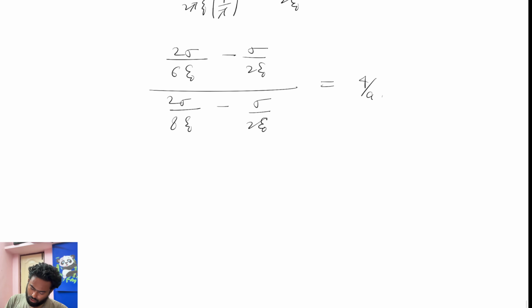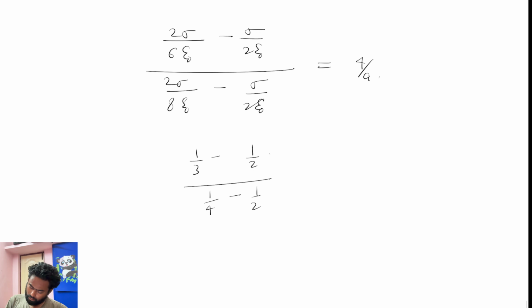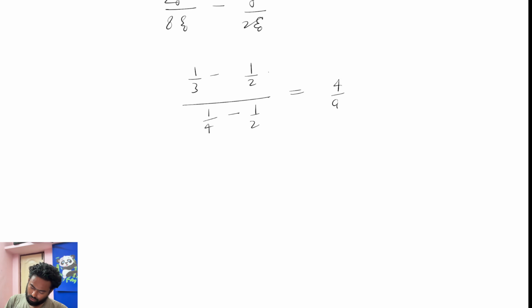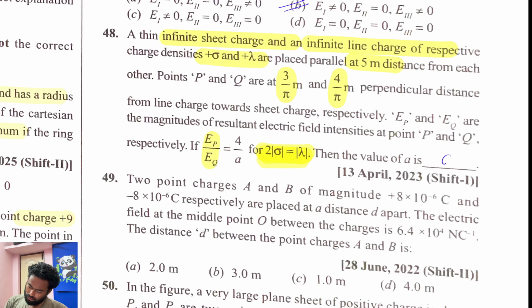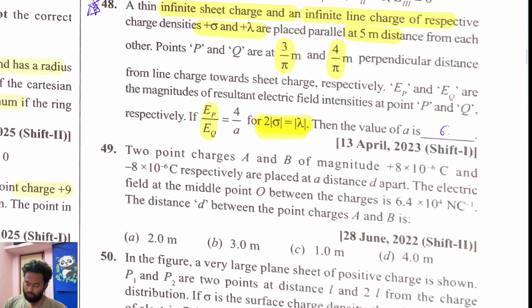So sigma by epsilon naught is common: 1 by 3 minus 1 by 2, upon 1 by 4 minus 1 by 2, equals 4 by A. So 2 minus 3 over 6, that is minus 1 by 6, upon minus 2 by 8; the minus signs cancel, so 1 by 6 into 4 equals 4 by A. So A will be equal to 6. That is our answer. Important question. Moving to the next question.